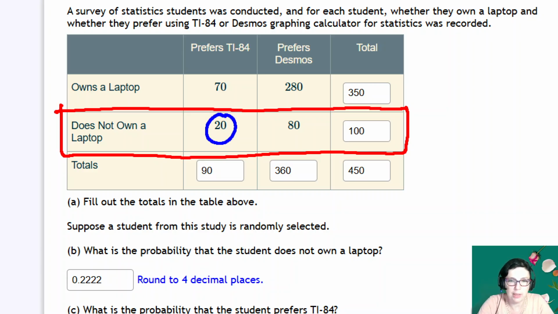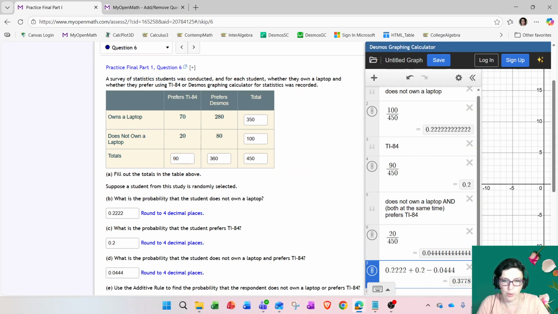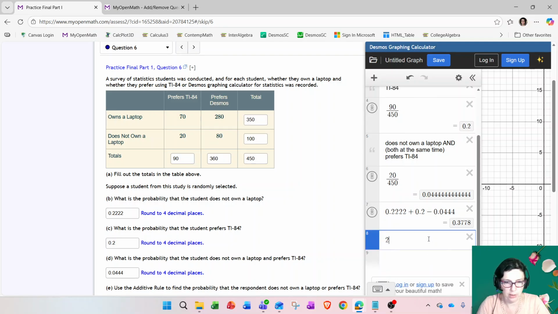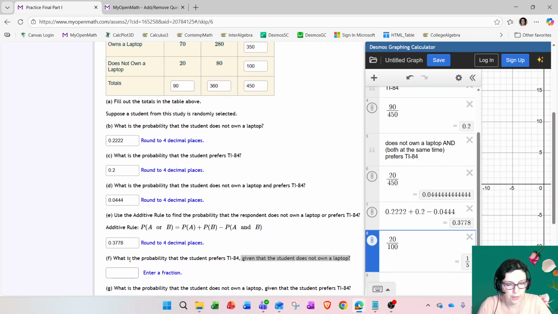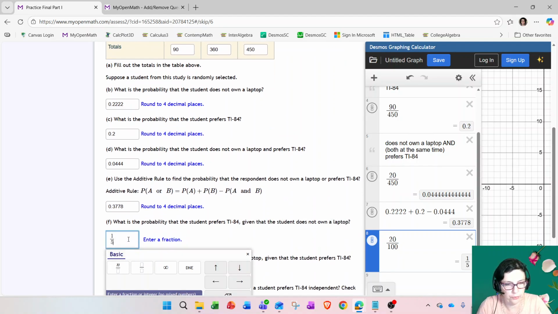But this time I'm not dividing by the grand total because this is conditional. You are dividing by the total in the condition. So that would be 20 divided by 100. And let's see if we can also reduce that. So to reduce, you got the little button right here, right? That's the reduce. And that would be 1 over 5. Okay, so this is going to be 1 out of 5.